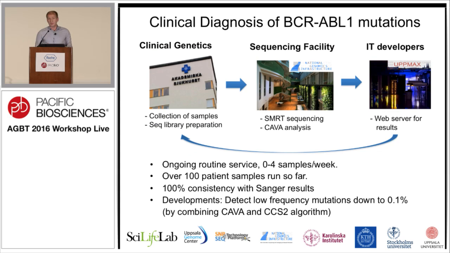We've been implementing this into real clinical routine. We have a routine service sequencing up to 4 samples a week. We've sequenced more than 100 patient samples so far, and in all the samples we've run, we have picked up all the mutations that are also found by Sanger sequencing. What we're working on right now is lowering this threshold to go down to 0.1% mutation frequency detection, or perhaps even lower, and we think this would be possible using the CCS2 algorithm.